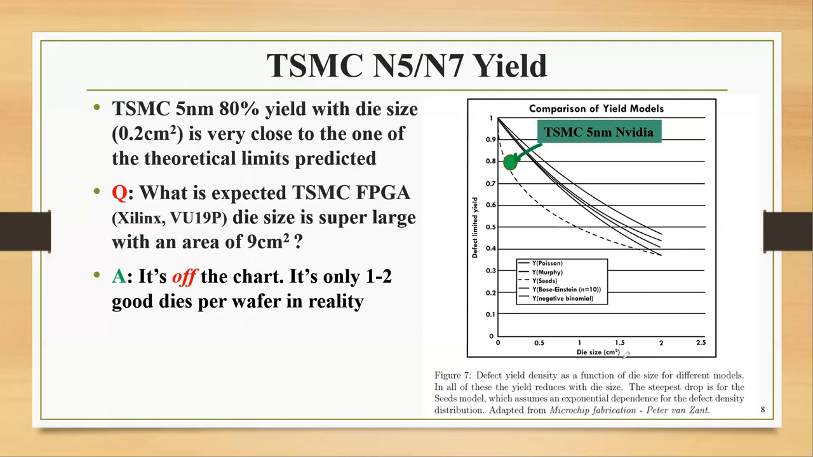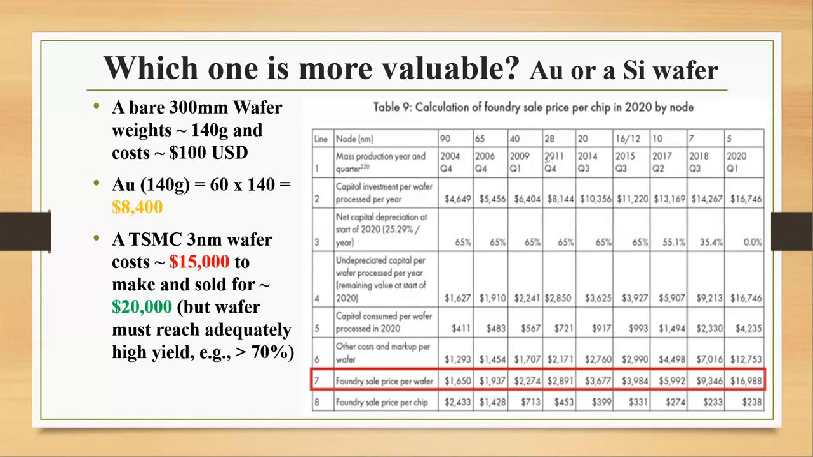So if your die size is 9 centimeters square, then it is like 0.1 or below. So this means that it's only a one or good dies per wafer if you ask TSMC to make it, all right, to make this product. Say if you use 28 nanometer to manufacture the FPGA. So FPGA is super large die size. And if you look at the cost of 28, so 28 nanometer, the cost of manufacturing is about $2,000 and it will sell you about $3,000.